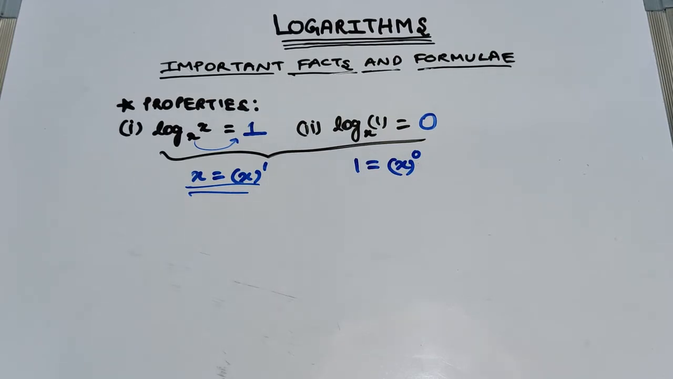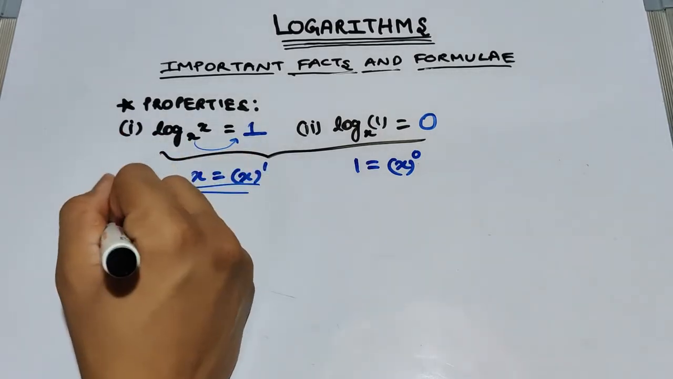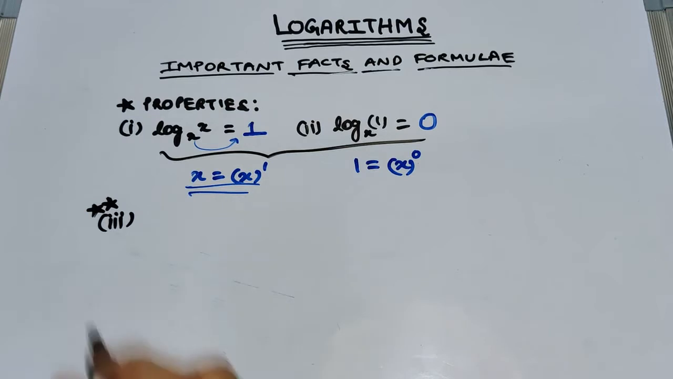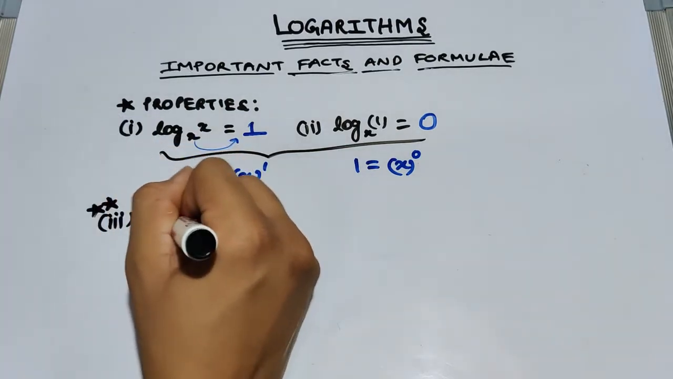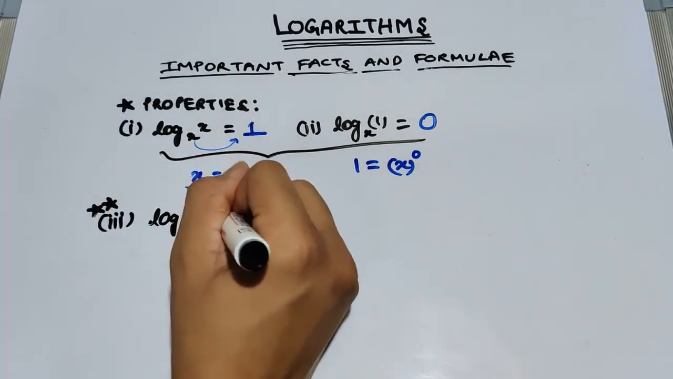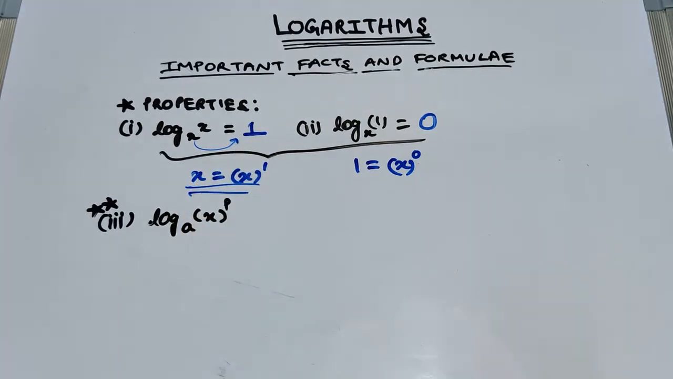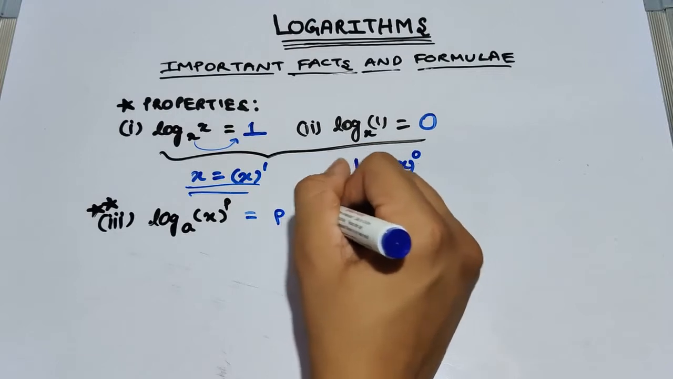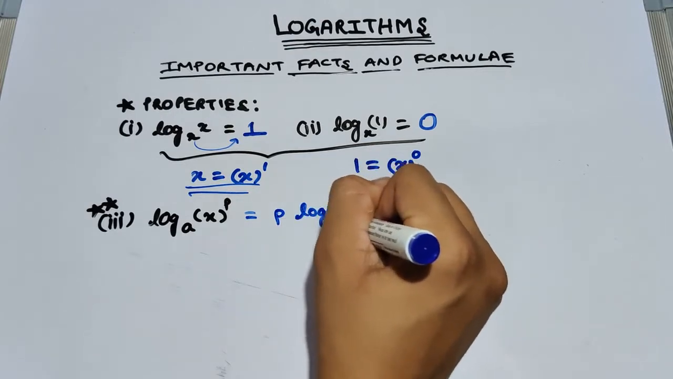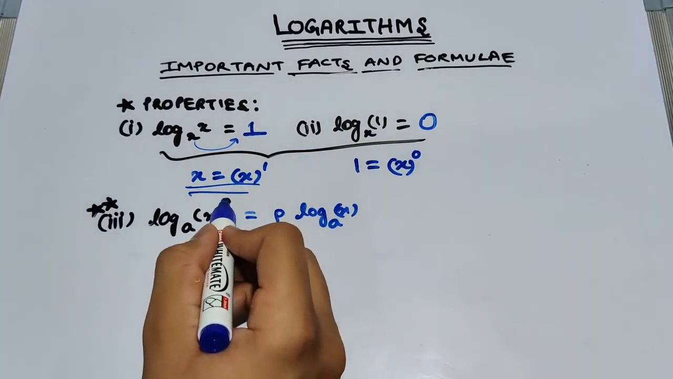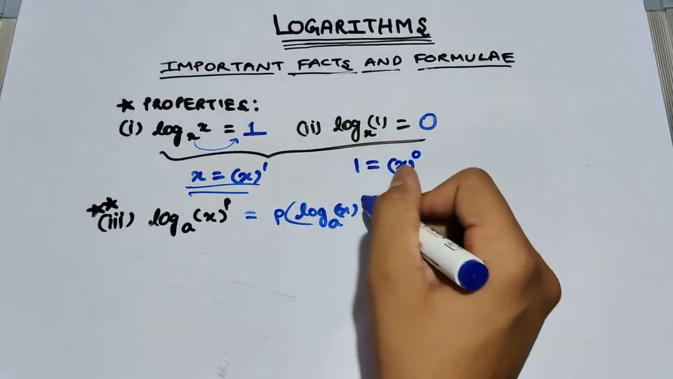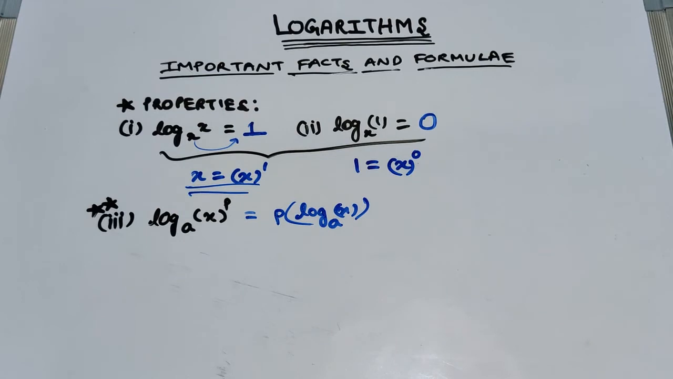Now let us look at another property. This is a very important property which says that log base a of x to the power p is equal to p log x base a. This means that the power of this x comes in front as a multiplication. This is a very important property and keep this also in your mind.